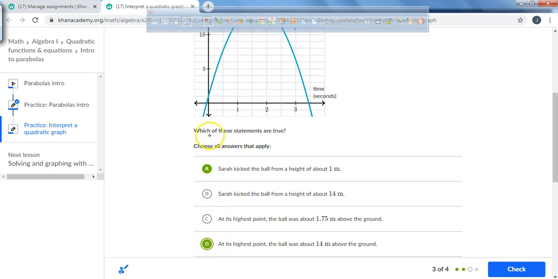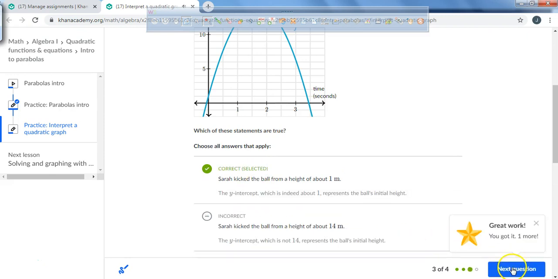So I'm just going to select 2. It says, which of these statements are true? So choose all the answers that apply. So I'm going to choose A and D. Let's see what happens. Hey, got it right.